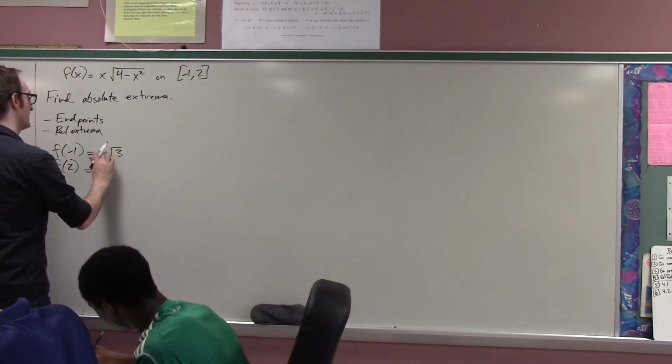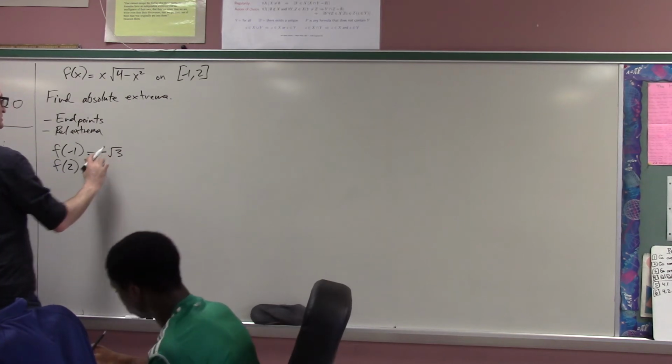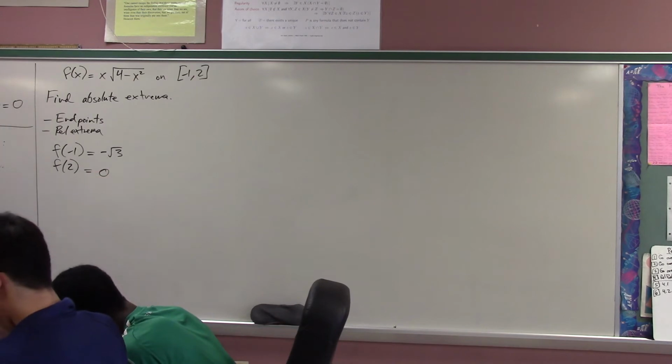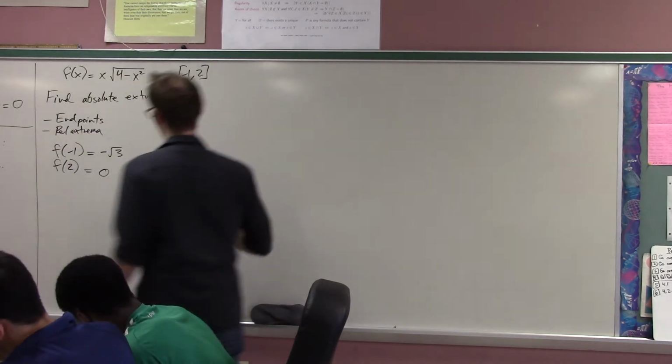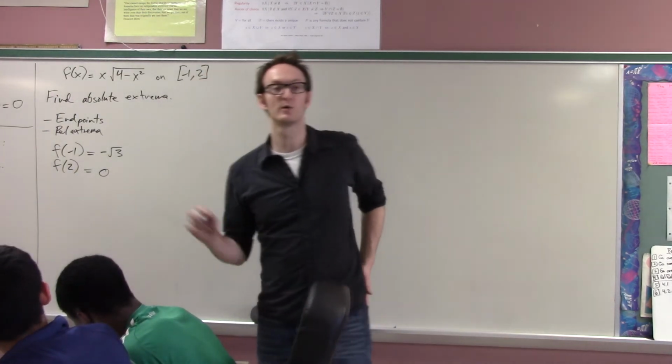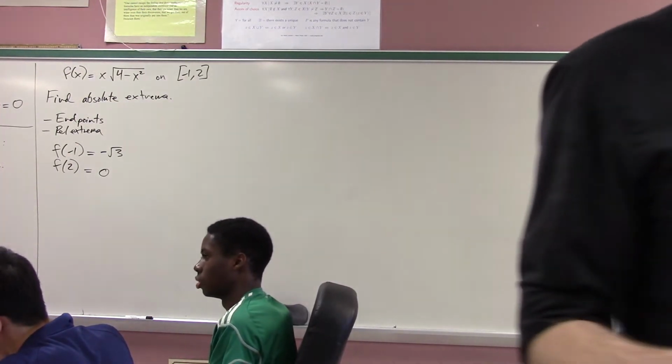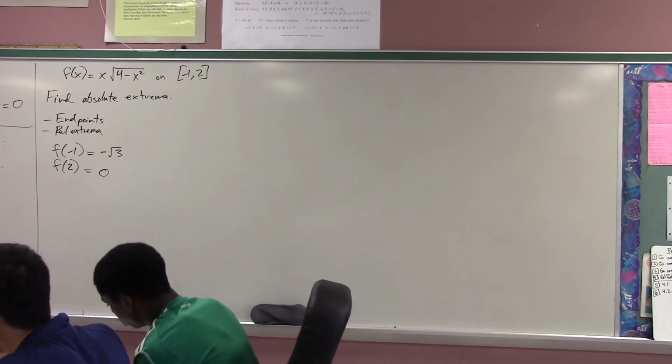-√3. And what is f of 2? 0. Okay, and now find the relative extrema. How do we find the relative extrema? Take the derivative and look for critical points, right?